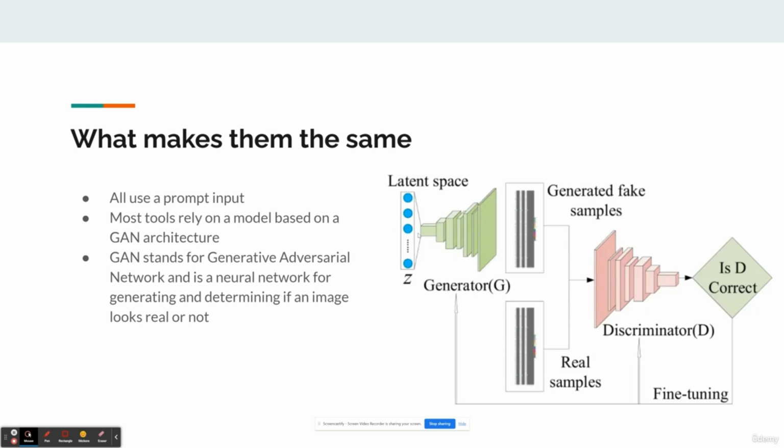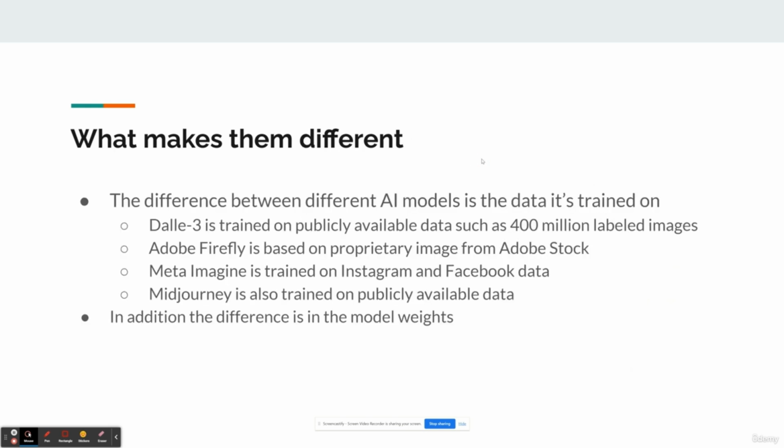If the discriminator is really good, then the generator is going to keep on getting better at generating more realistic images, because it needs to fool the discriminator to a certain degree of confidence. So the better the discriminator, the better the generator, and the more realistic the images it will create. So what makes them different?